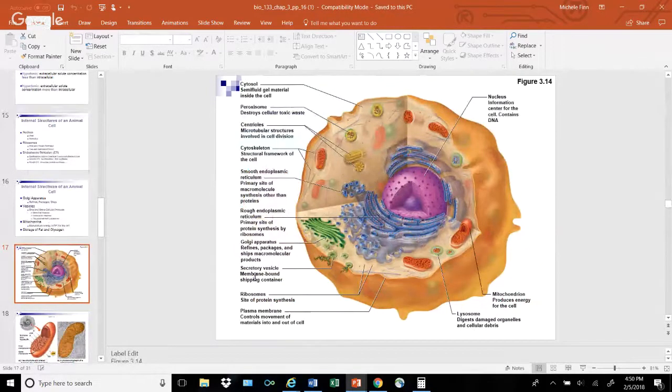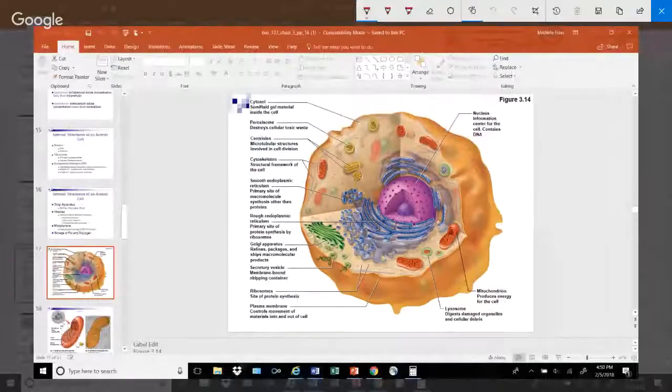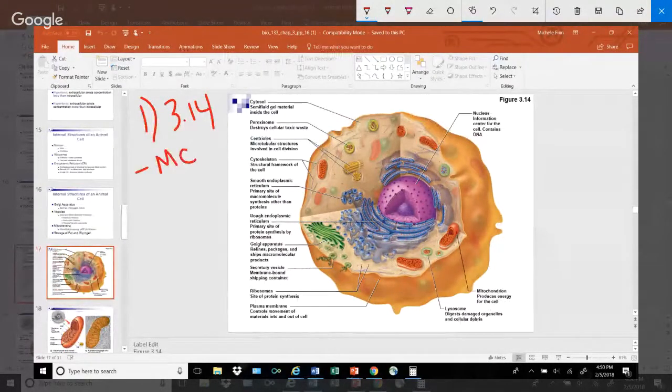There are two things that you want to think about when you are referring to your worksheet. You want to first think about, could I label figure 3.14? Now, I'm not going to ask you to label it, but there could be a multiple choice question. Like, for example, if I were to point to that structure, maybe this is question 46, I'd say, what is that? What is question number 46 pointing to?